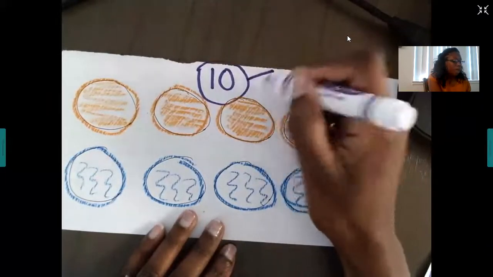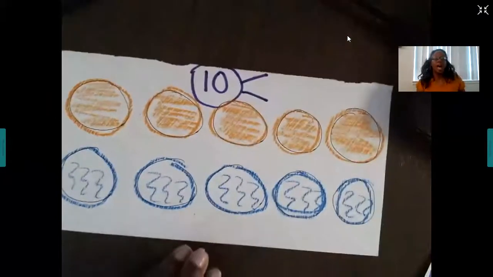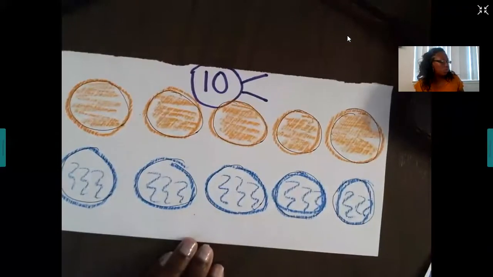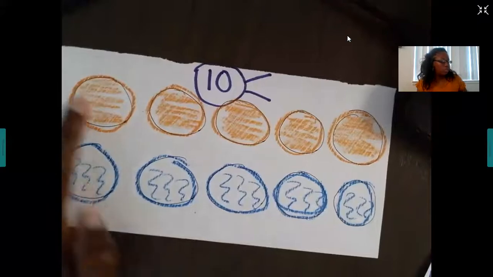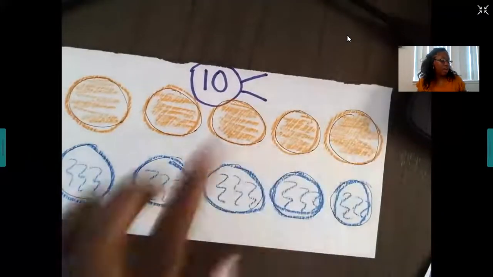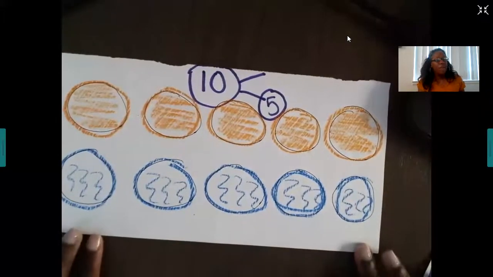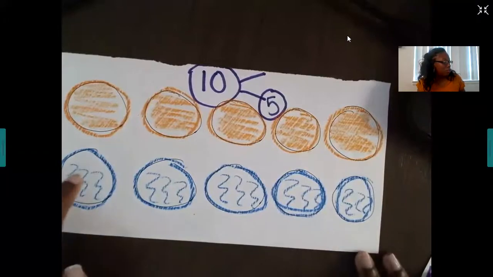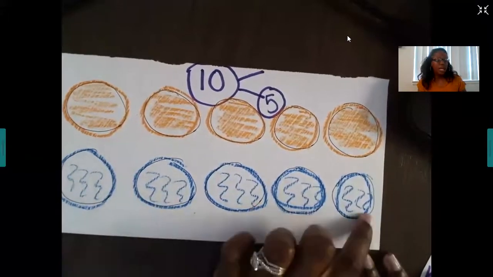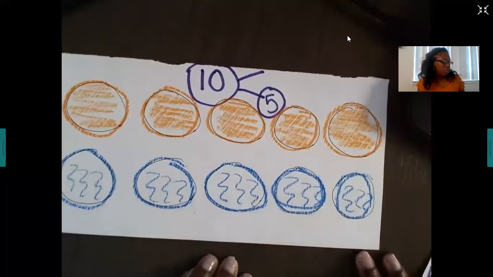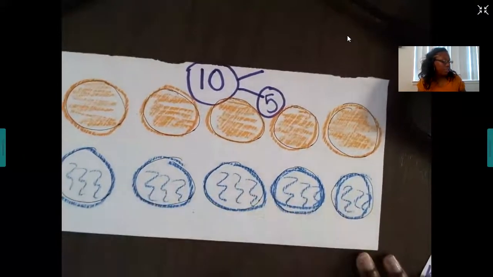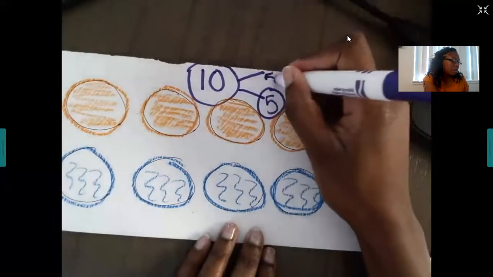Okay. Part of my circles I shaded orange. What part did I shade orange? 1, 2, 3, 4, 5. 5 are orange, that's my first part. The other part I scribbled in blue lines. What part has blue lines scribbled in? 1, 2, 3, 4, 5. Oh, my second part is 5.